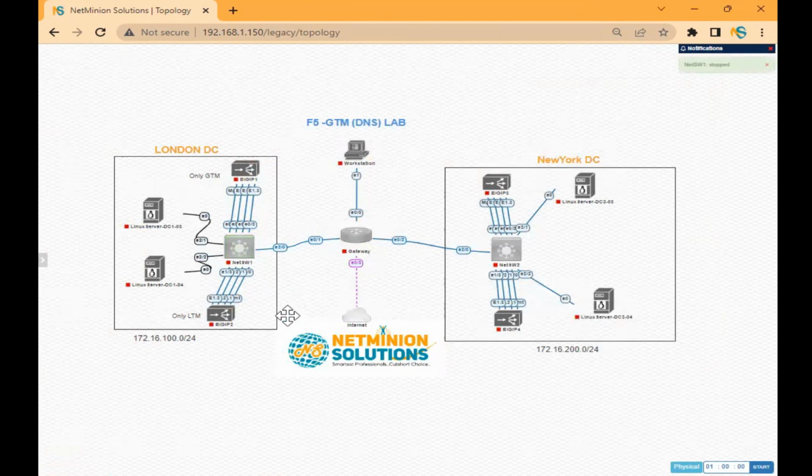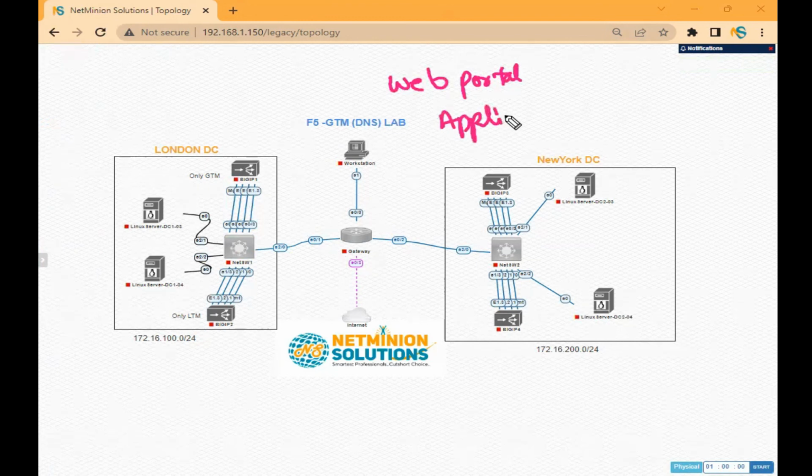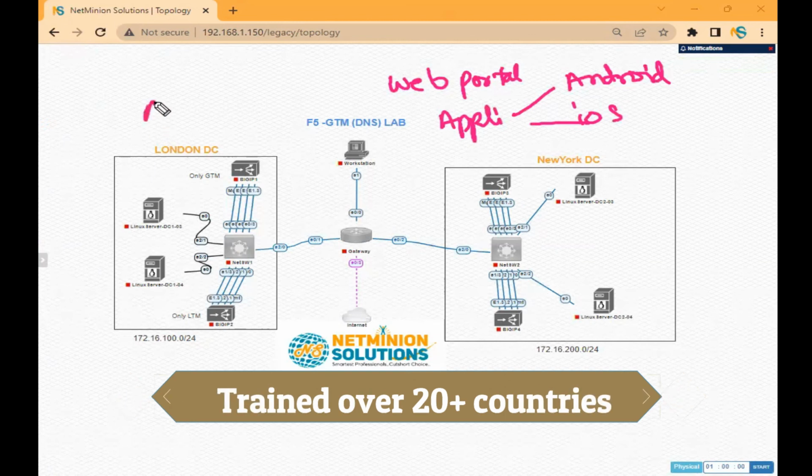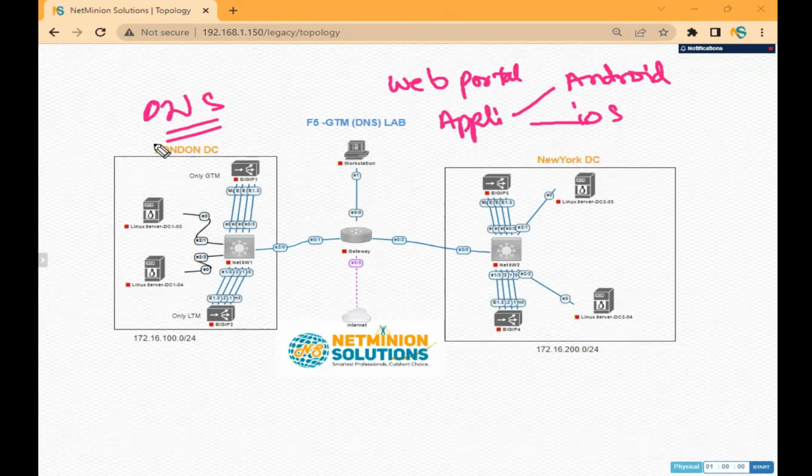Secondly, every session is a recorded session, and you will get the recording of every session on the web portal. You can access it through the web portal, or through the mobile application, either Android or iOS, any. We will be touching each and every part of DNS with respect to the certification, with respect to migrations, and with respect to the interview approach. We will touch each and every part of it.